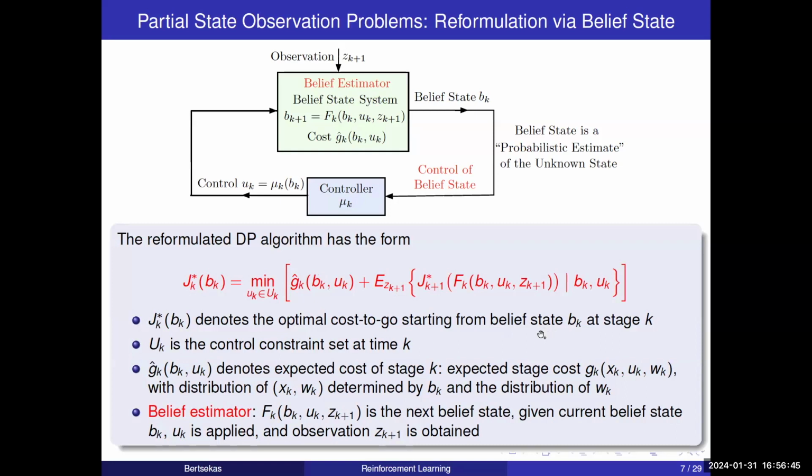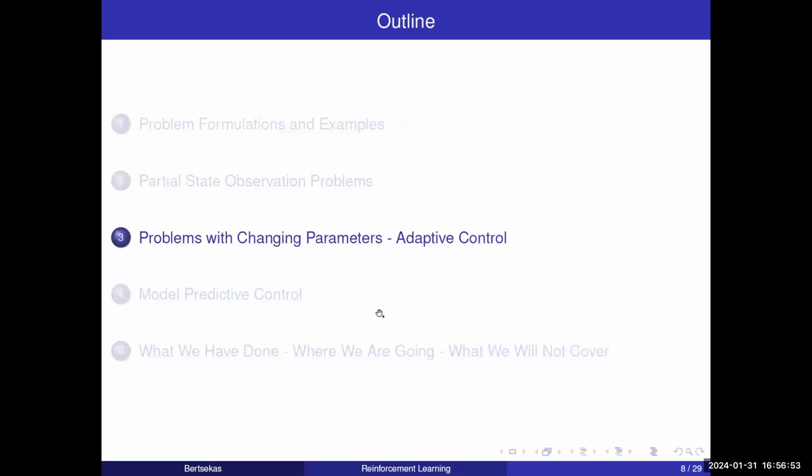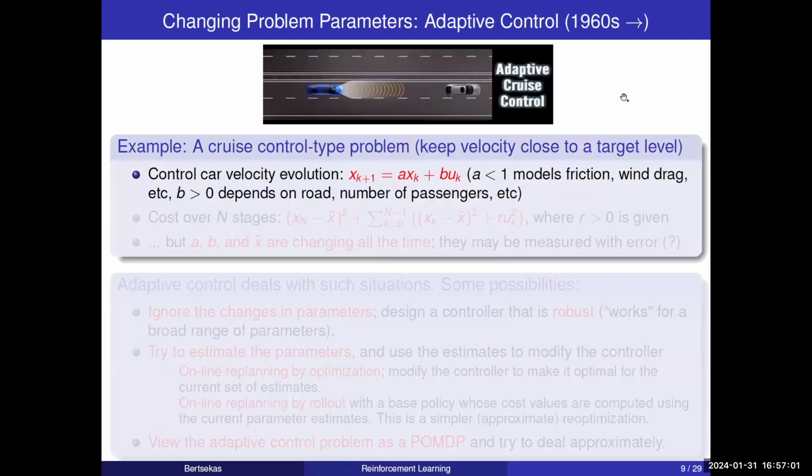Okay, we will have an opportunity to look at special cases of partial state observation problems in the future. But for the time being, we're going to leave the topic and go into adaptive control. Adaptive control refers to problems where the system equation involves parameters that may be changing and may not be measurable. They can be estimated, perhaps, but they are not measurable.